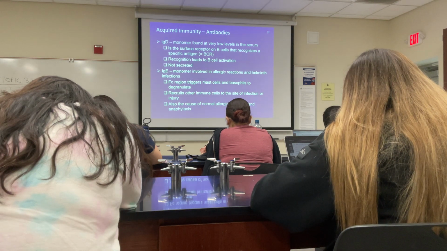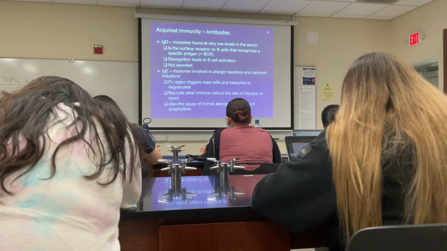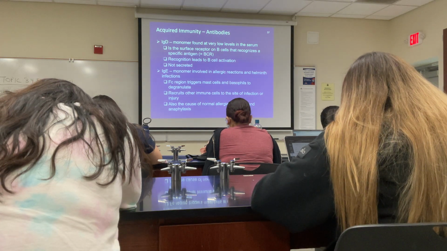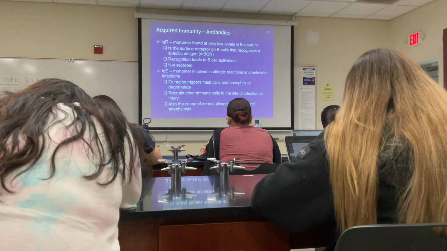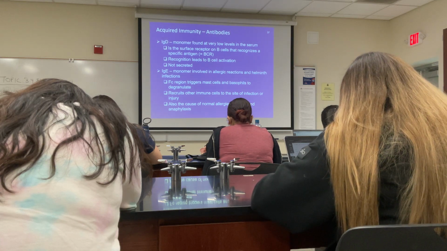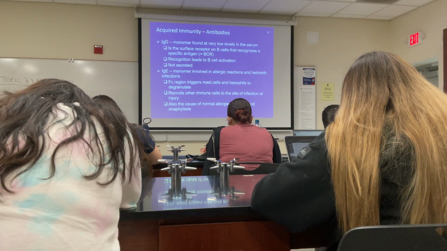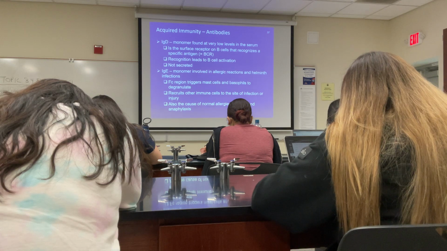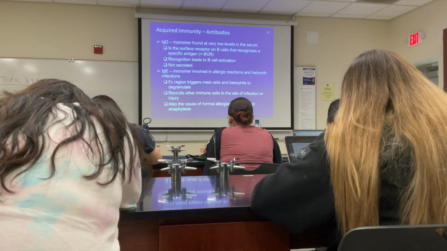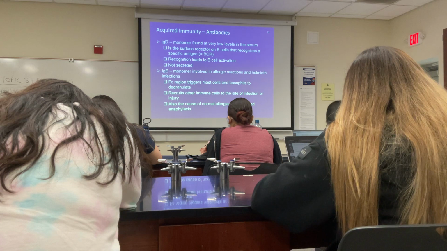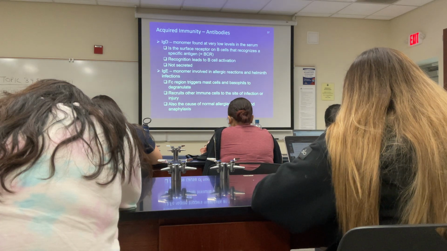IgE, the last version, is going to be a monomer, and we'll talk about it on Thursday when we cover allergies. It's the one that causes most of your symptoms of runny nose and itchiness and watery eyes, all of those things that you have when you have an allergic reaction. That's due to IgE. Also big for helminth infections.